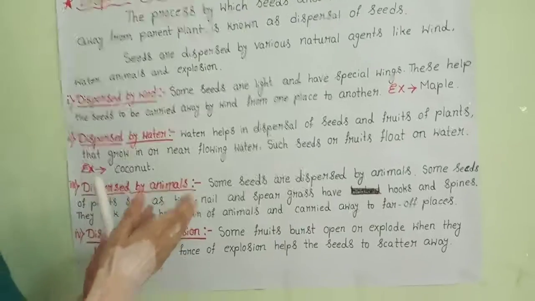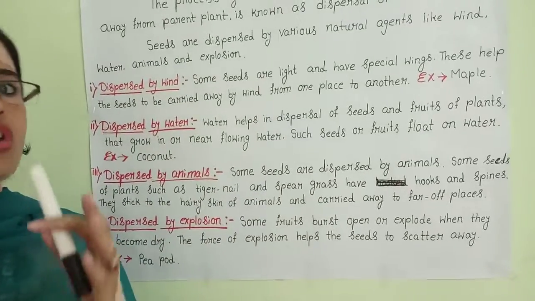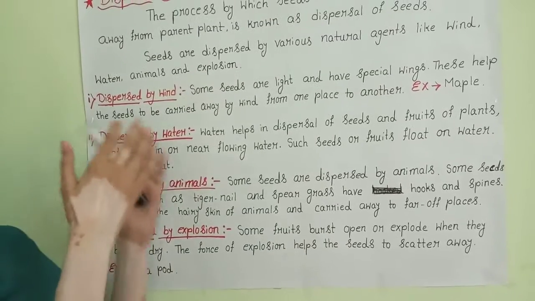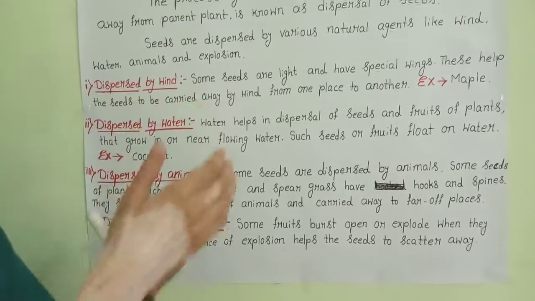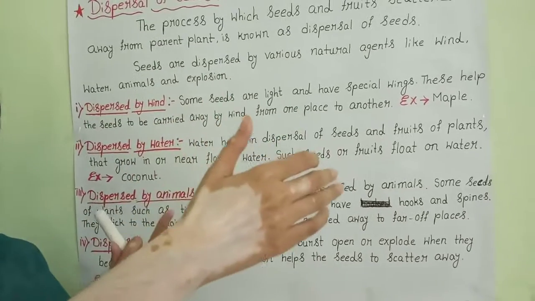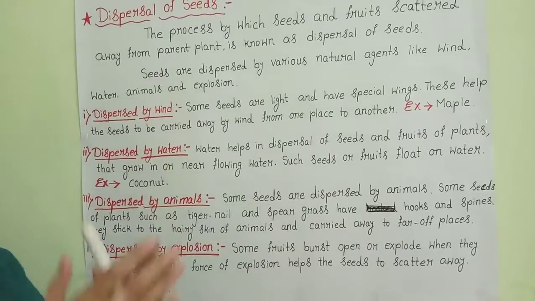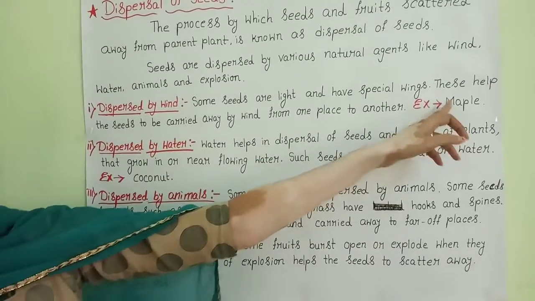So now let us discuss the dispersal of seeds. First of all, dispersal by wind. We know that wind blows gently or slowly. When the wind blows gently, some seeds or leaves that are very light in weight flow with the wind and change their place from one place to another. They can grow there. So this is dispersal by wind, such as the maple tree.